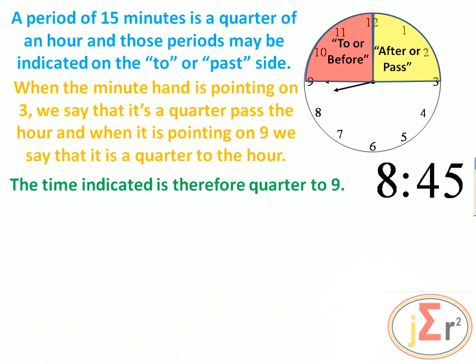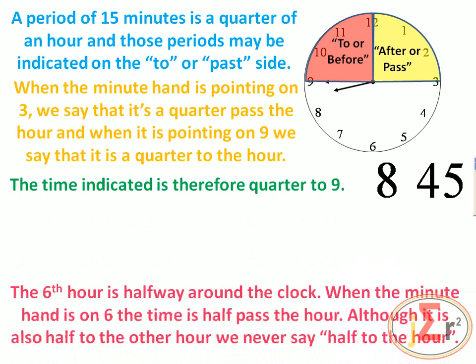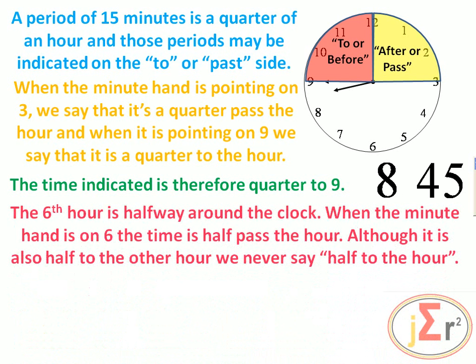The time indicated is therefore 8:45. The 6th hour is halfway around the clock. When the minute hand is on 6, the time is half past the hour. Although it is also half to the other hour, we never say half to the hour.